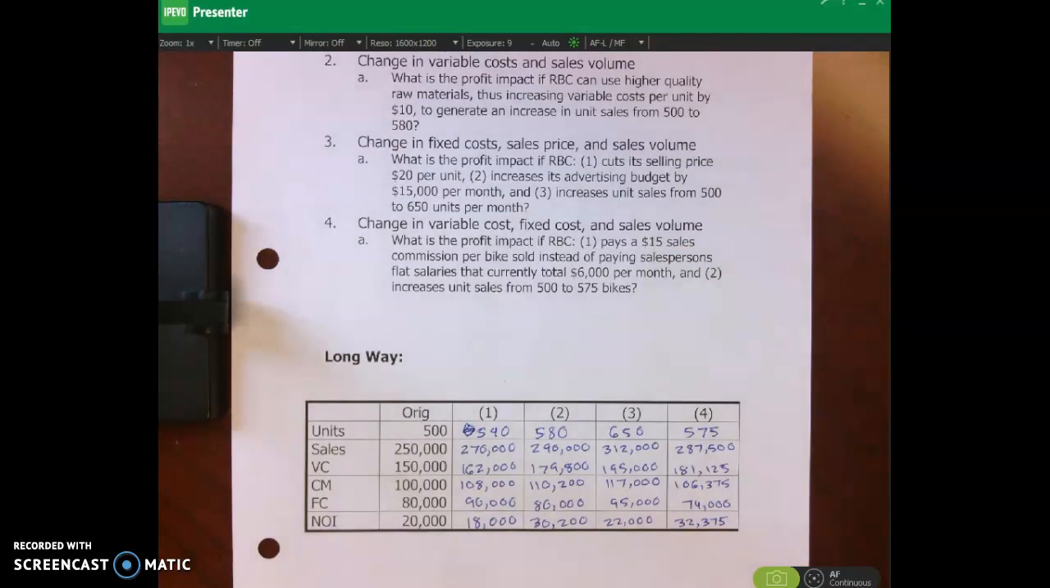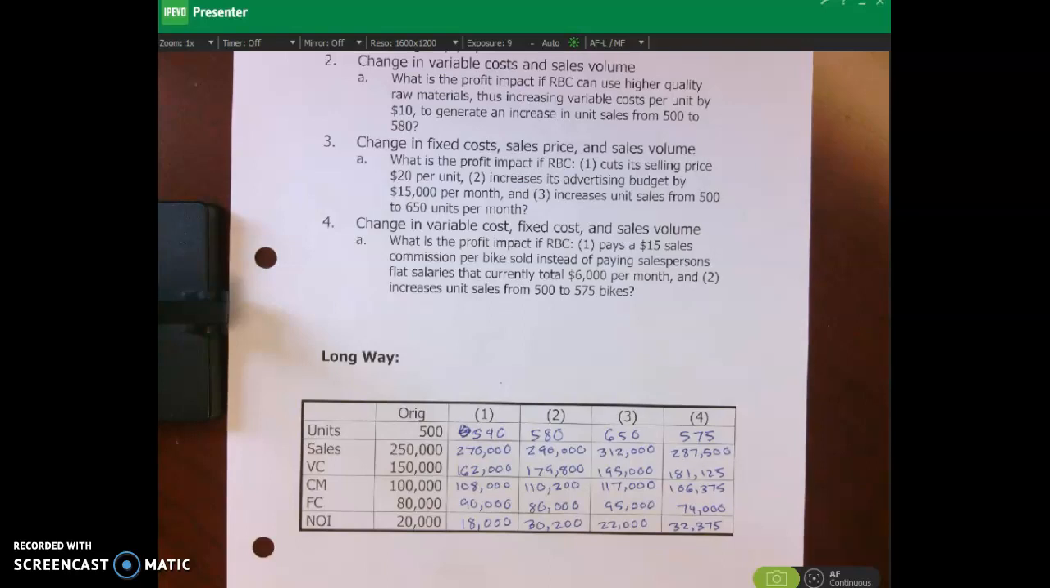Okay? All right, so I'm going to end this lecture video now. In the next lecture video, we're going to talk about how to go through these problems, but using incremental analysis, the shortcut way. So I have the long way. The next video, we'll go over the shortcut way.